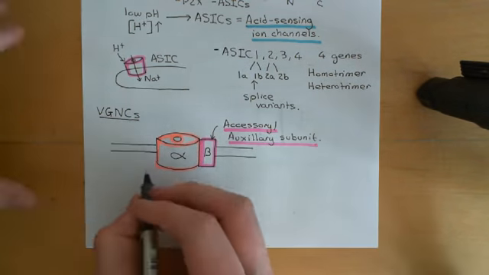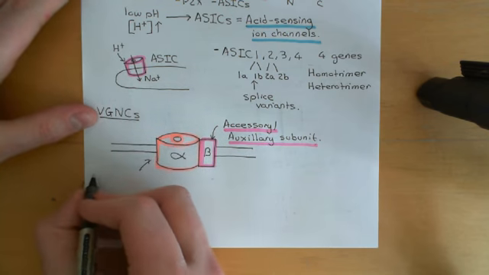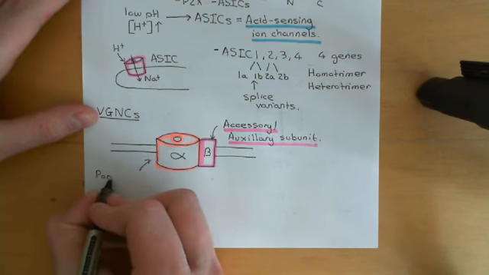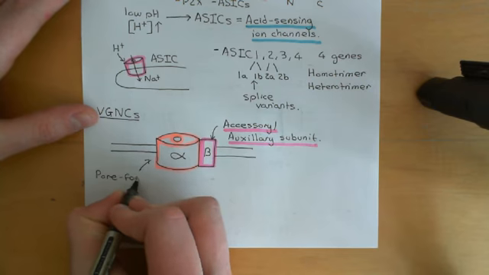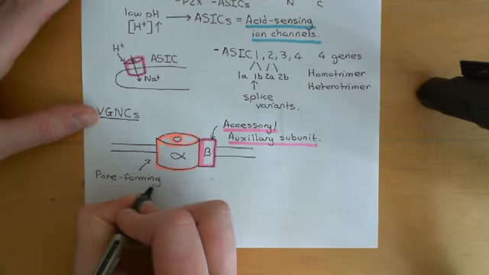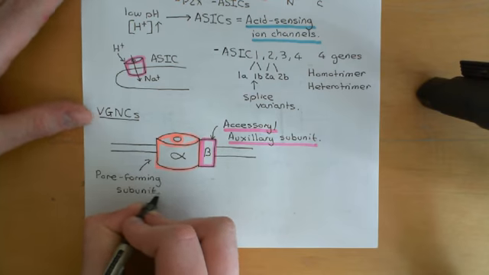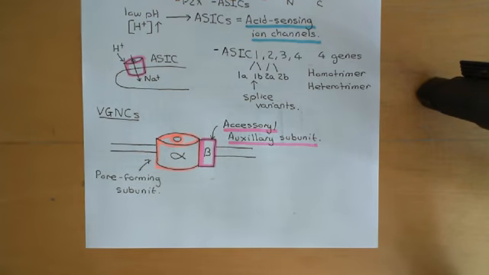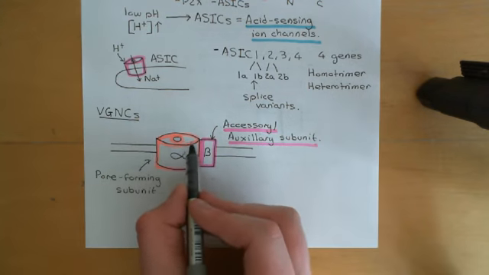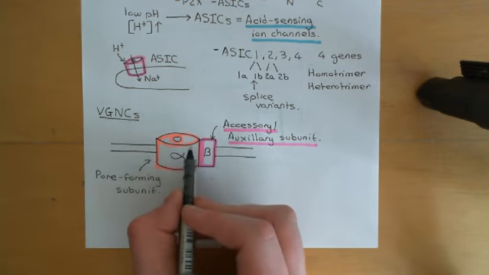And then the alpha subunit, here in red, is the pore-forming subunit. This is the subunit that actually has the pore running down the middle. Now, alpha subunits of voltage-gated sodium channels are big proteins. It's a single protein that makes up this entire pore-forming domain.